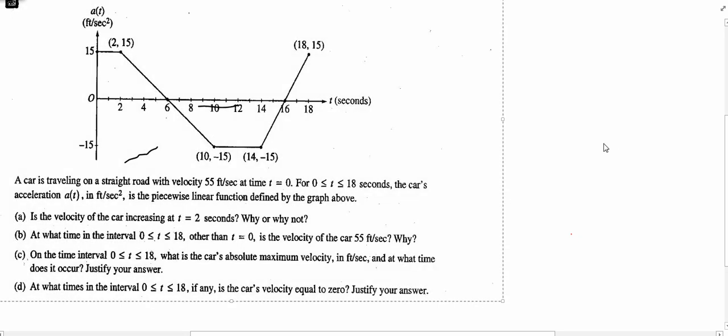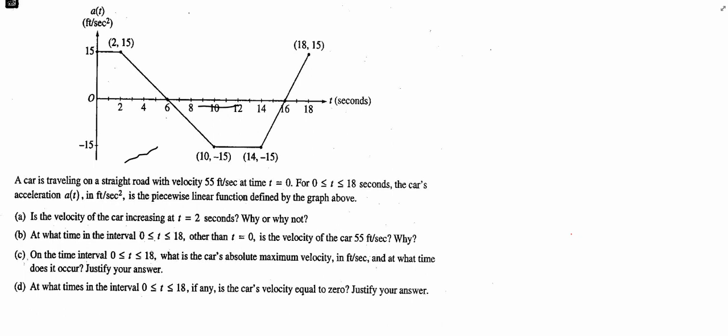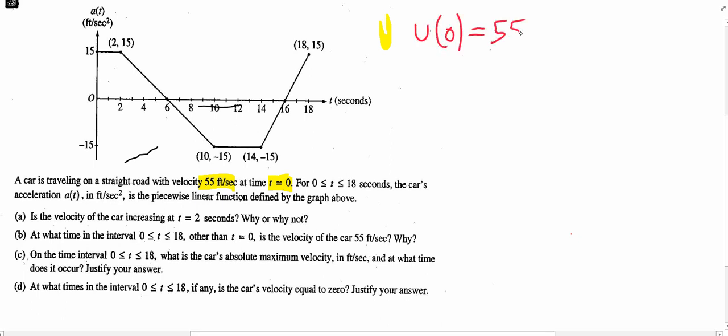Scoot over just a little bit. It says it starts off at time equals 0, going 55 feet per second. And so we know that v of 0 is equal to 55, and it's positive, so it's moving to the right.